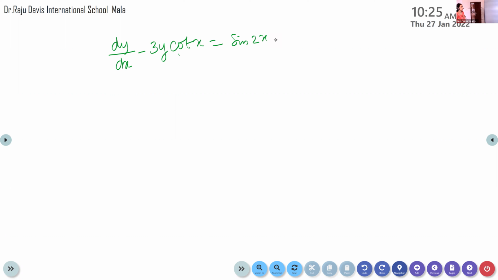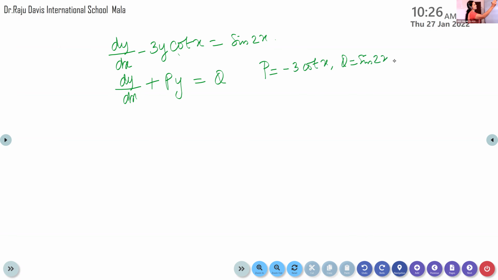Okay, so again the method: compare it with the standard form. This type is easy, children. If you are thorough with the formula, we can do it. The standard form is dy by dx plus py is q. With y, what you have, that is p. Therefore, p here is minus 3 cot x, and q is sine 2x.